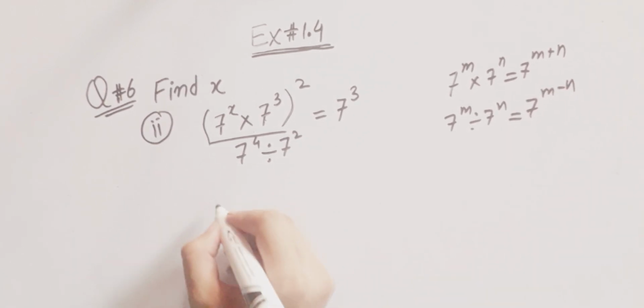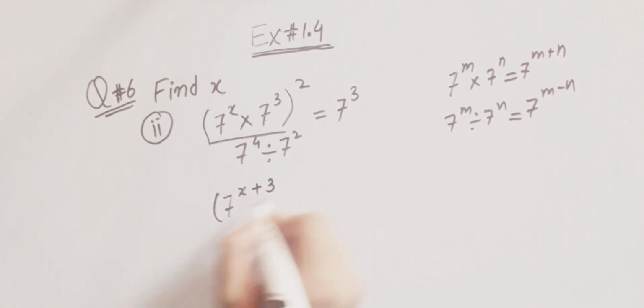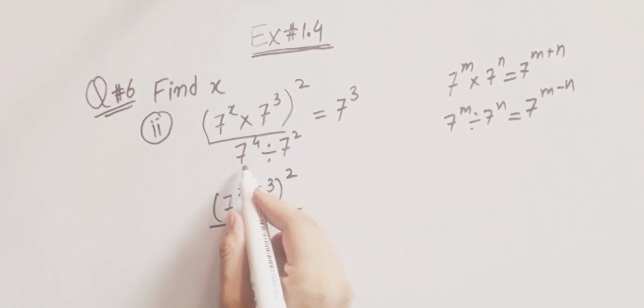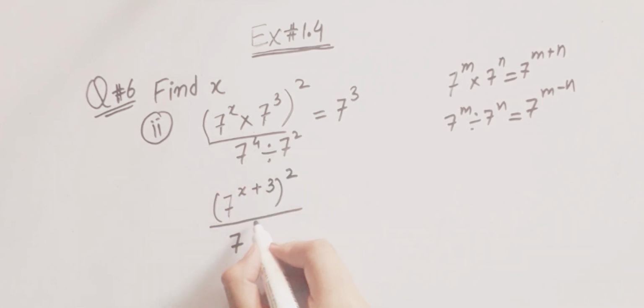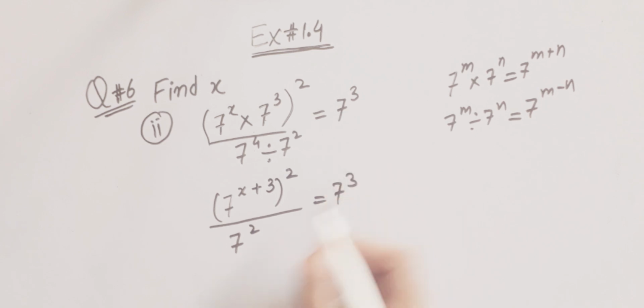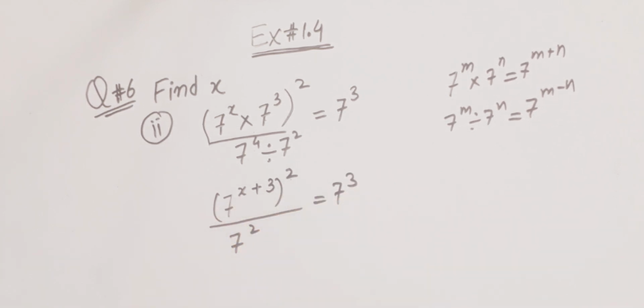We will apply this here, 7 power x plus 3, whole square, then 4 minus 2 which is equal to 2. Now we will multiply x plus 3 into 2. According to that, we have 7 power 2x plus 6 and 7 power 2 multiply by 7 power 3.